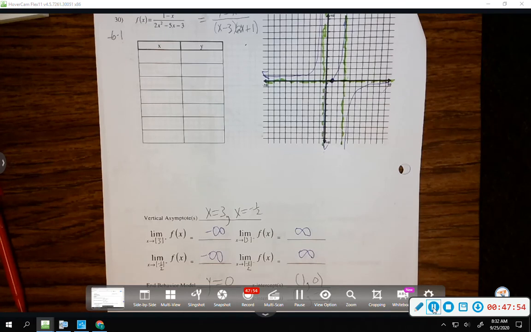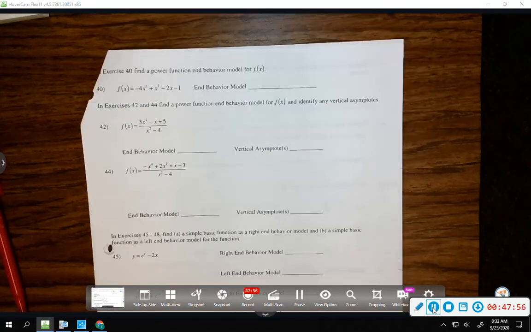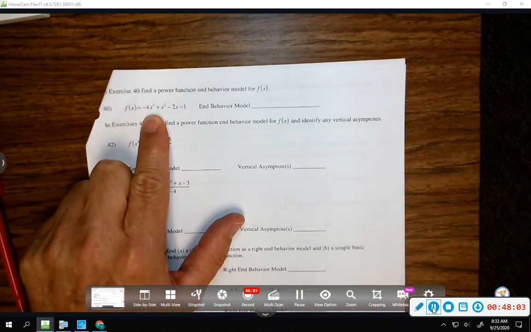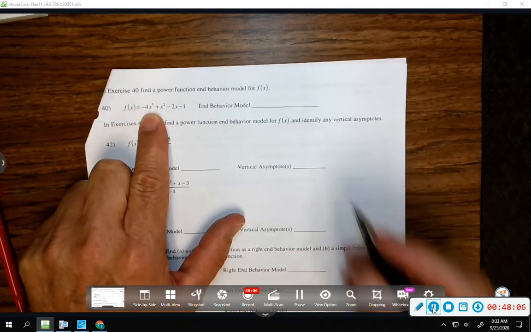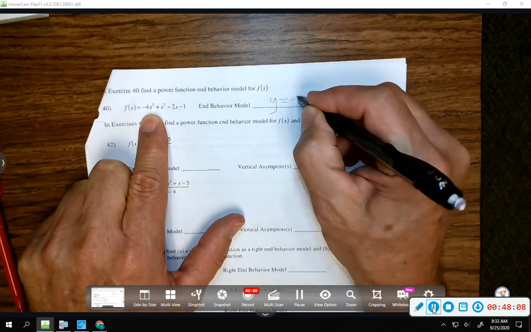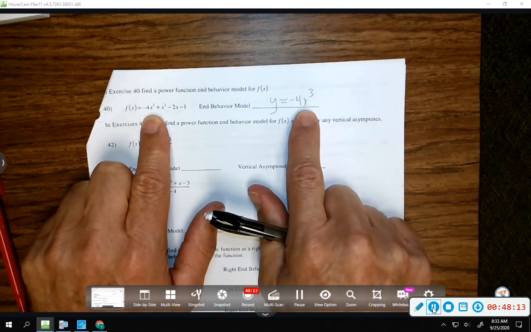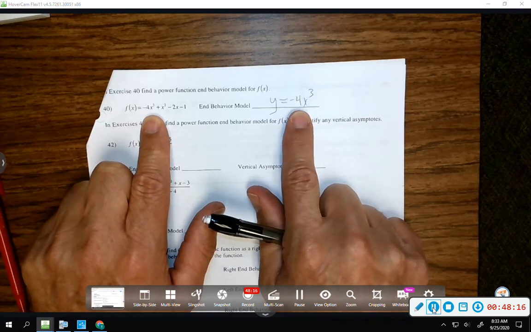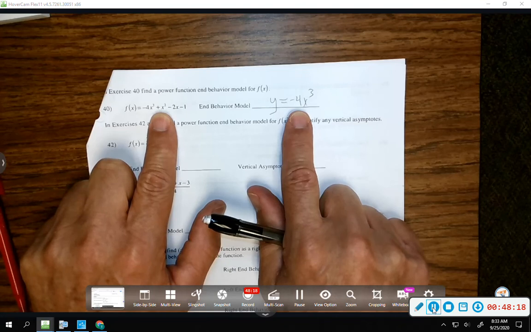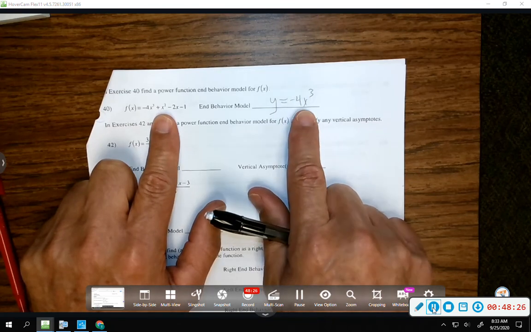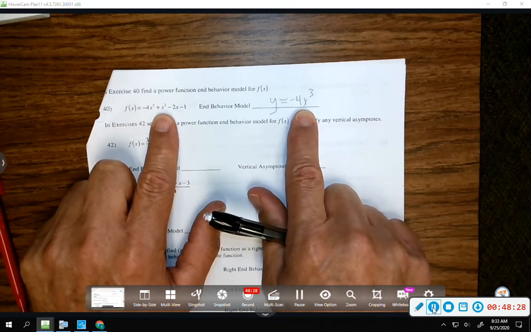Now we come back to some pretty easy problems on problem number 40. To find a power function end behavior model for a polynomial function, it just is y equals the dominant term. That's it. This simply means that as x grows large in the positive or negative direction, these other terms become insignificant compared to this one. This will dominate the graph, and this graph essentially will look like this graph on the extremes as x goes to positive or negative infinity.